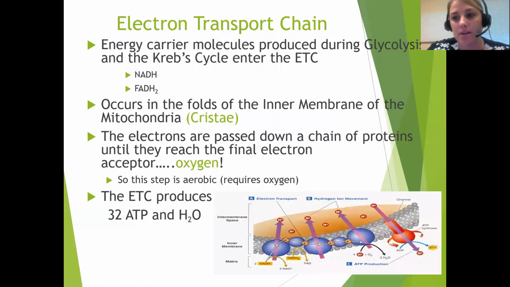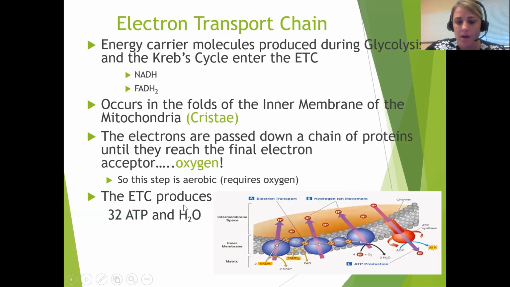All right, so now we enter into the last part of cellular respiration, and that's going to be the electron transport chain. So what's entering into the ETC? We have that NADH and the FADH that we got from our Krebs cycle. Where does this occur? It's going to occur in the folds of the membrane, the cristae. Electrons are passed down a chain of proteins. So you can kind of see this picture. This is a really complex concept, and we're just going to touch on the very basics. But what happens is this electron is going to be passed down a chain of proteins until it reaches oxygen as the final electron acceptor.